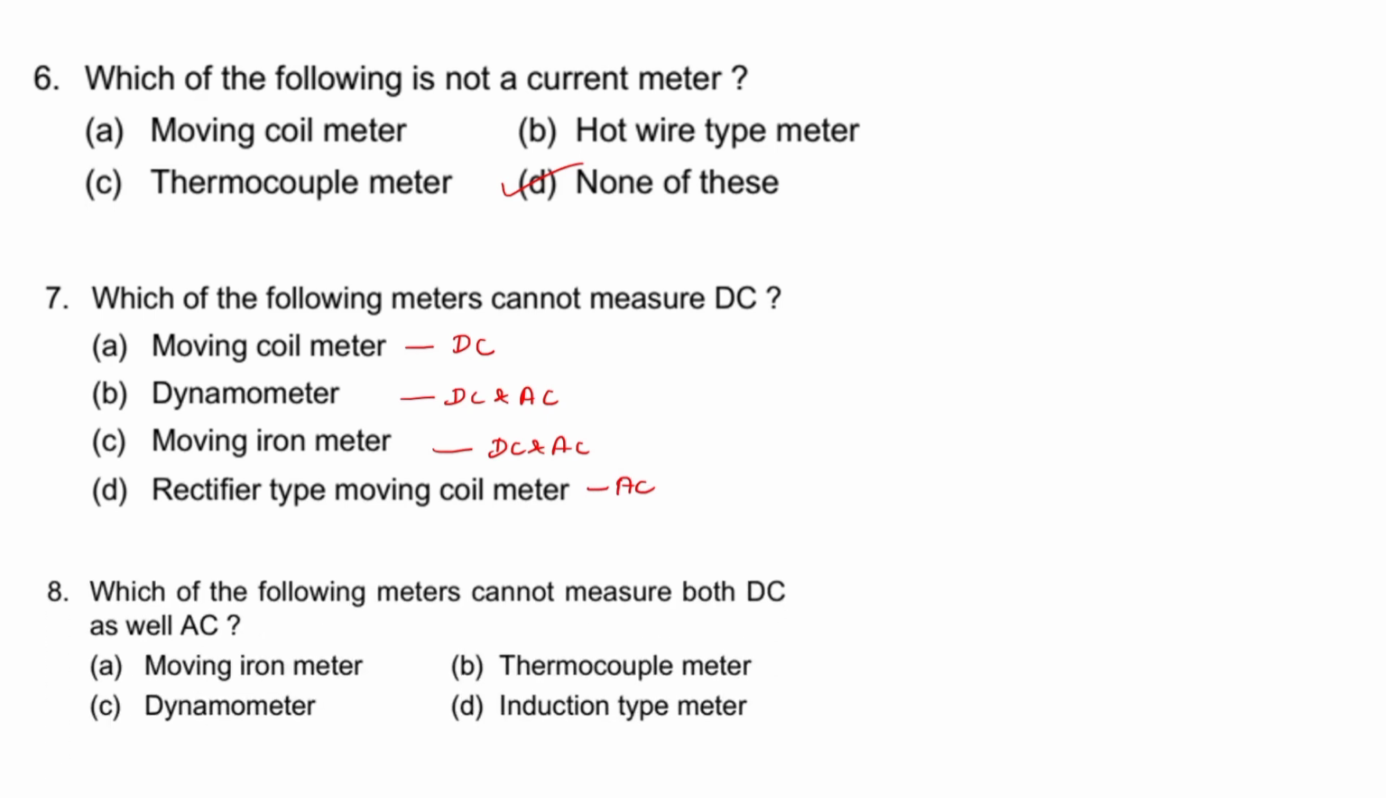8. Which of the following meters cannot measure both DC as well as AC? Here, the induction type meter does not measure both DC as well as AC. It can be used to measure AC only.